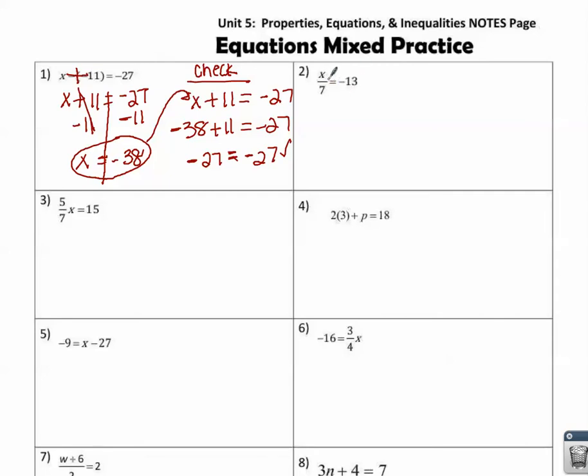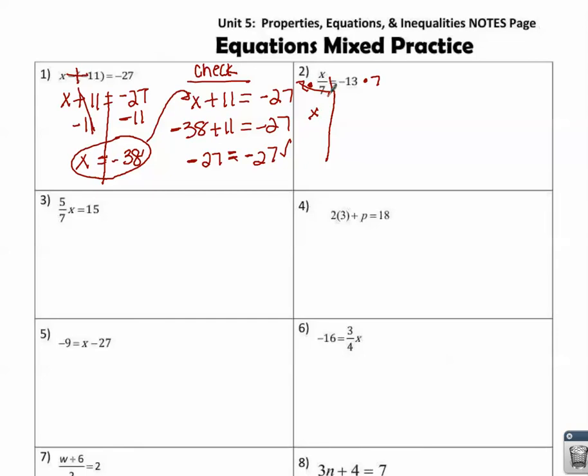So negative 27 equals negative 27. Problem 2. This reads x divided by 7 equals negative 13. Draw your line down the middle. Remember, a fraction bar represents division. So the inverse operation is multiplication. So you're going to multiply by 7.